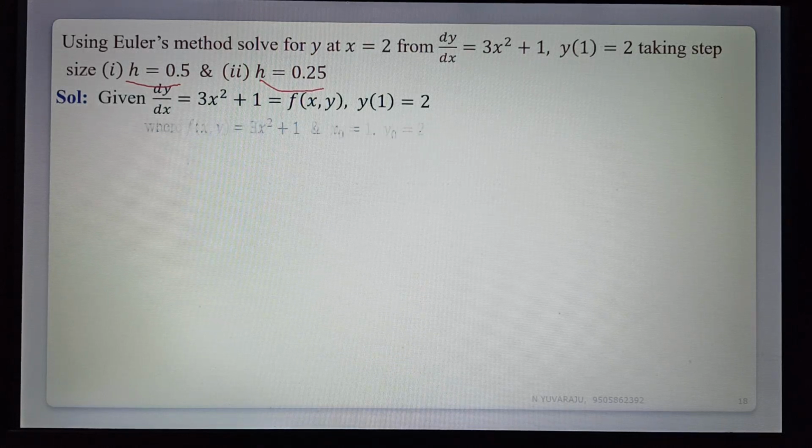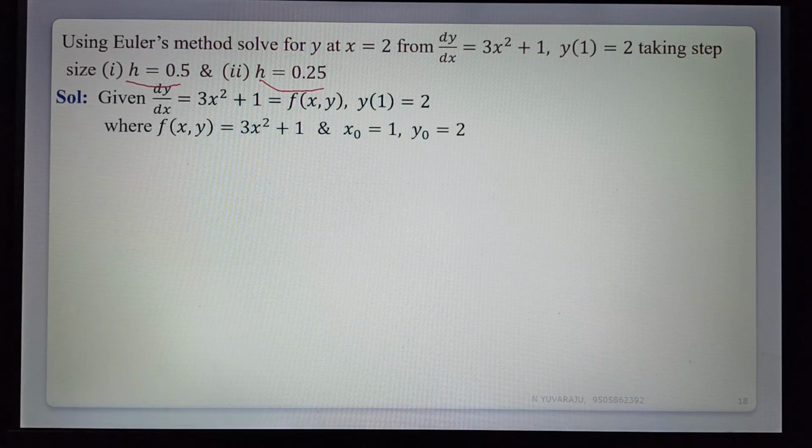Here f of x, y is equal to 3x square plus 1, x naught is equal to 1, y naught is equal to 2. Take first step length h is equal to 0.5. The initial value is 1. We have to find y of 2.